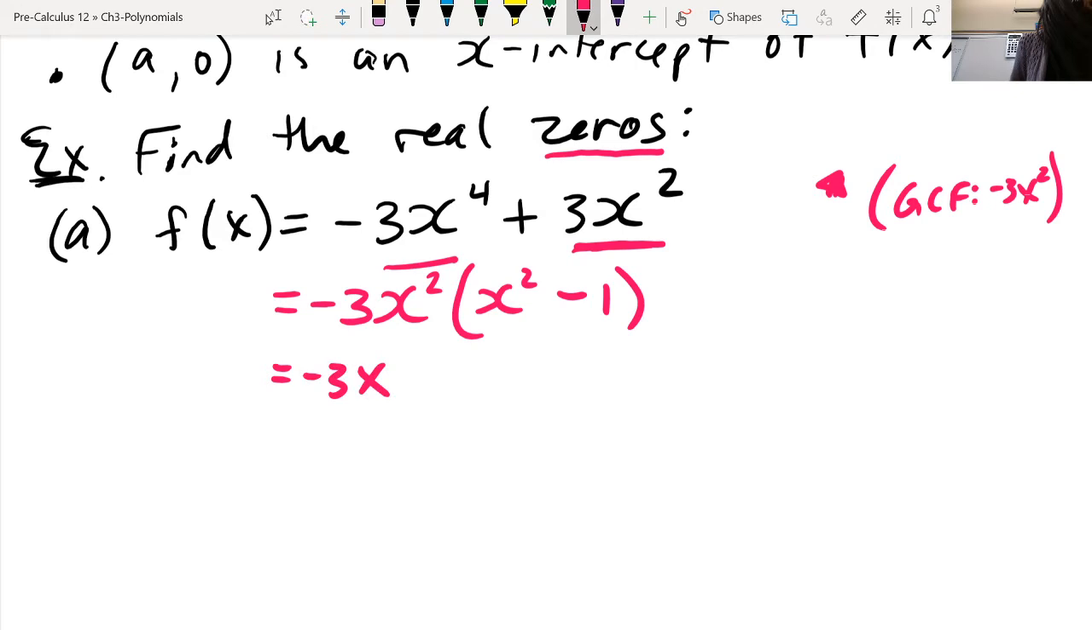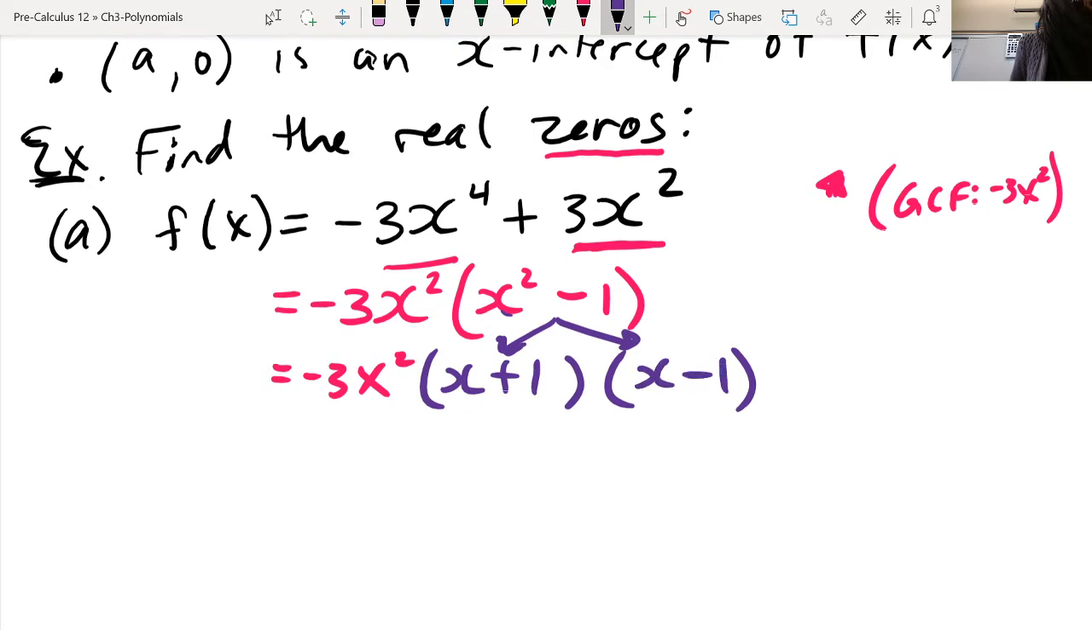Okay, so negative 3x squared, but when we go to look at this, I'm going to use a different color to highlight this. I can actually factor that further. So notice that these are a difference of squares. X squared and 1 are both perfect squares, technically speaking. And so we know from past experience that that would factor to x plus 1 and x minus 1. So now I have, and maybe it's a good idea for me to write this out, f of x equals negative 3x squared times x plus 1 times x minus 1. So I have a fully factored polynomial.